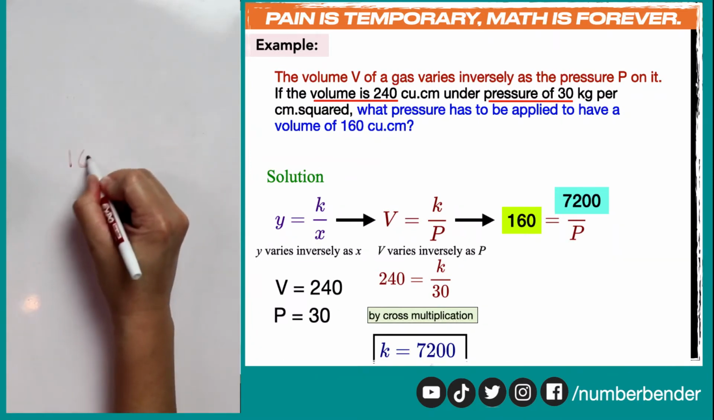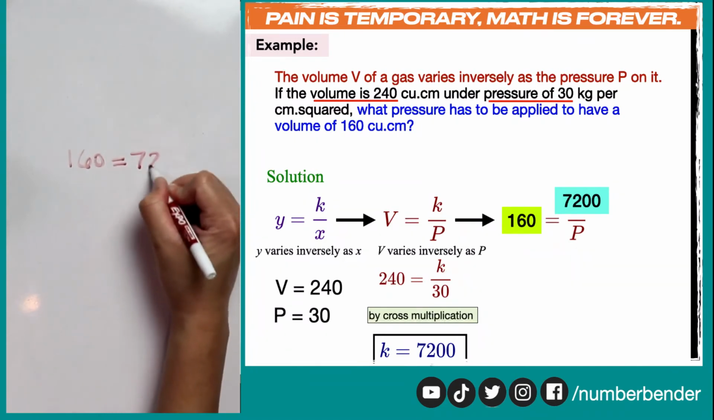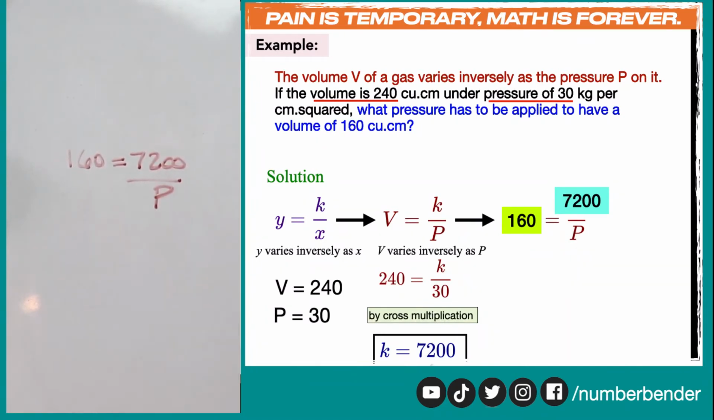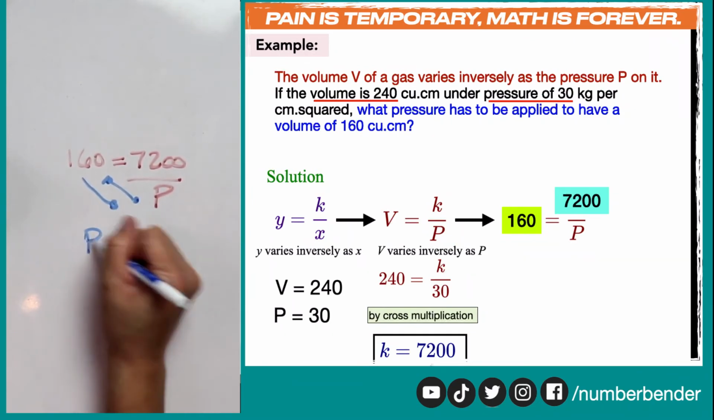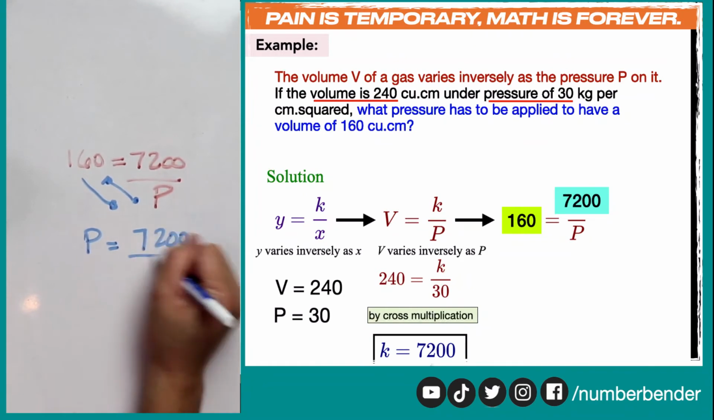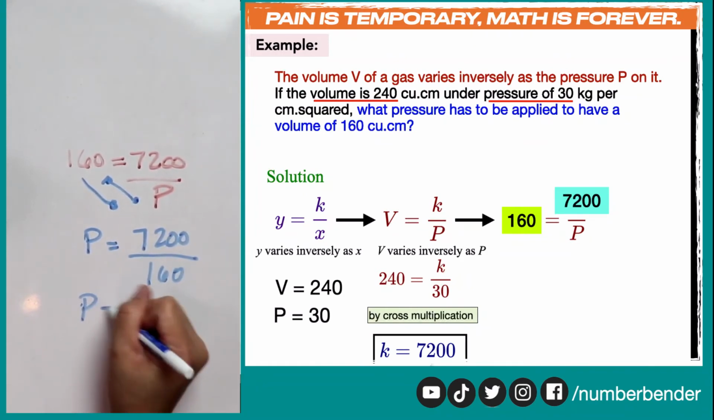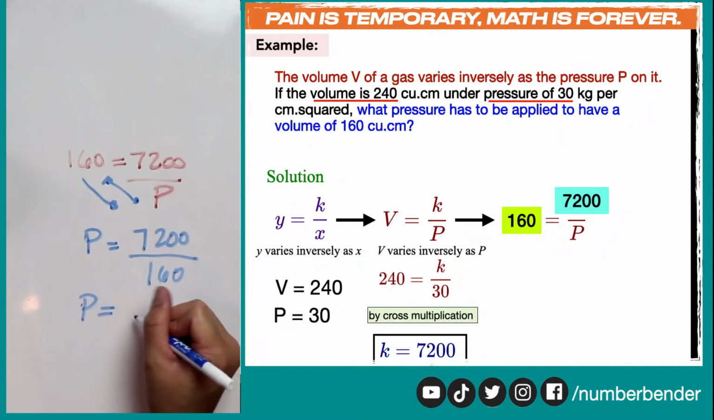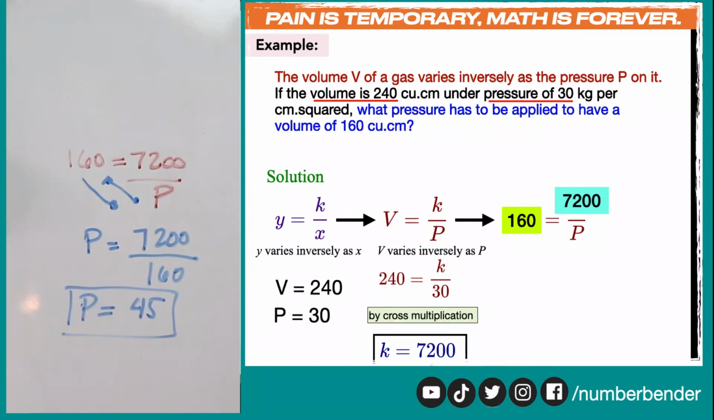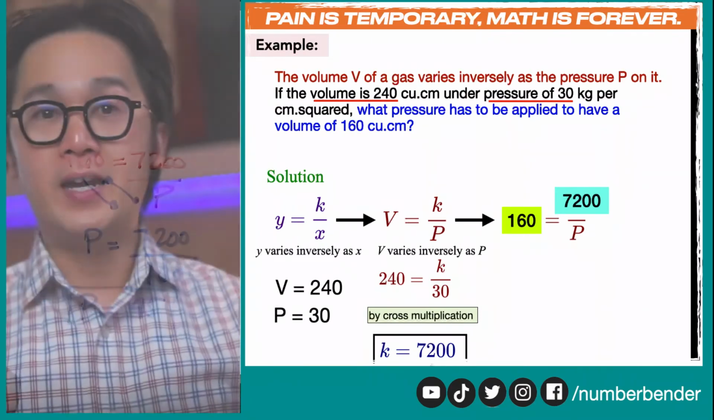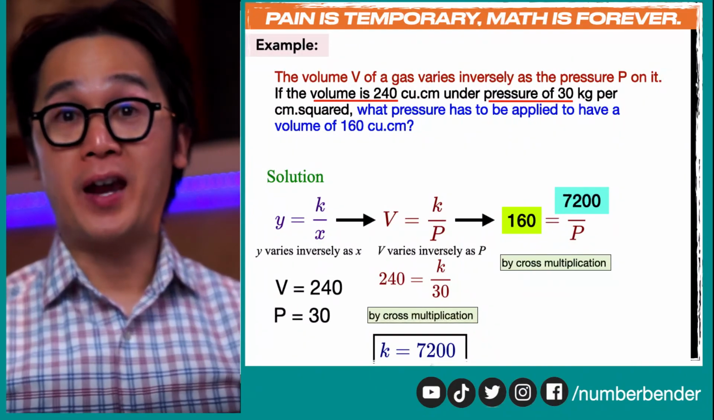So let's say I have 160 equal to 7,200 all over P. By cross multiplication, all I need to do is to switch P and 160, and I'll have P equals 7,200 all over 160, and the quotient of these two is going to equal 45. So now that I have my value of the pressure, the value of P, which is the pressure needed to have a volume of 160, I'm now ready to solve my word problem.